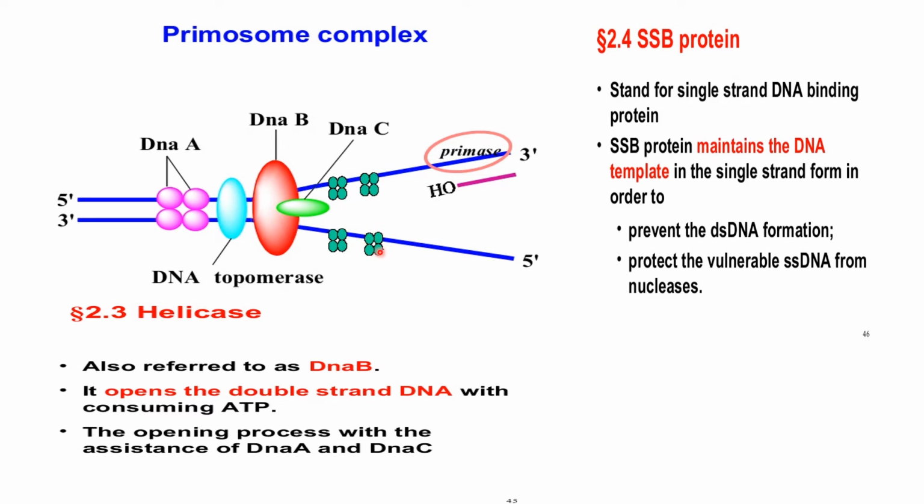tetrameric single-stranded binding proteins, and they act in a cooperative manner. Once one tetramer is attached, it will tend to enhance the binding of other single-stranded binding proteins. Here is the primase, whose function is to form the RNA primer, which acts as a template for the newly synthesizing DNA.